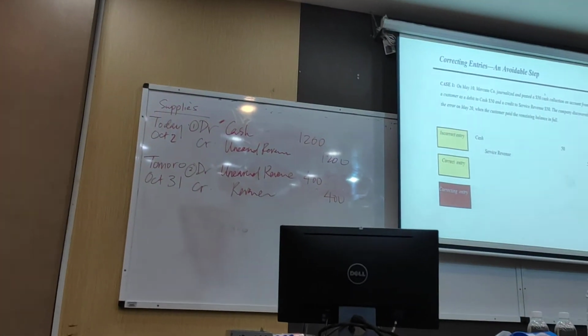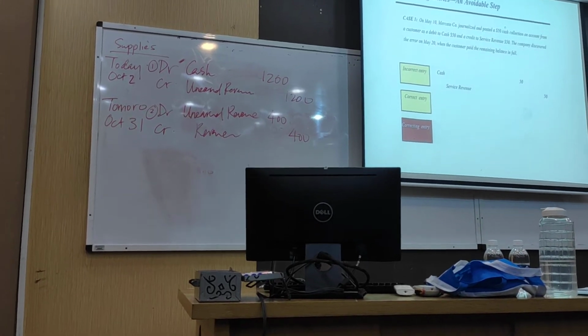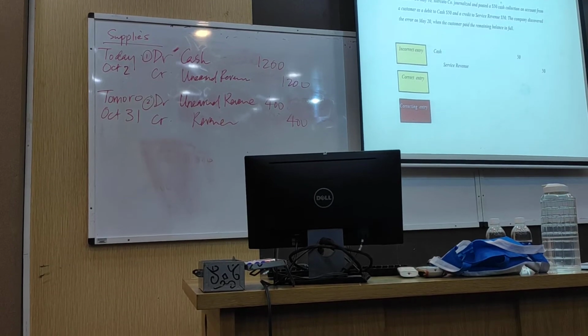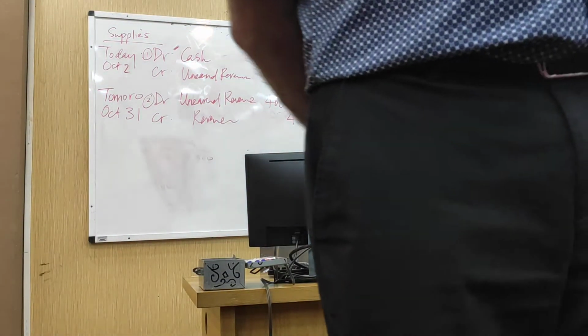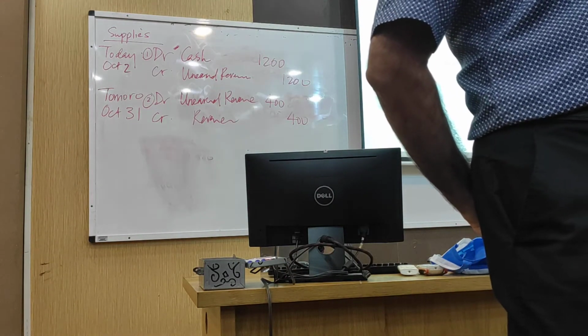Correcting entry. Yeah, you have the incorrect entry. You have to put through the correct entry and a correcting entry. So what do we mean by incorrect entry? We mean we have done a wrong debit and a wrong credit.